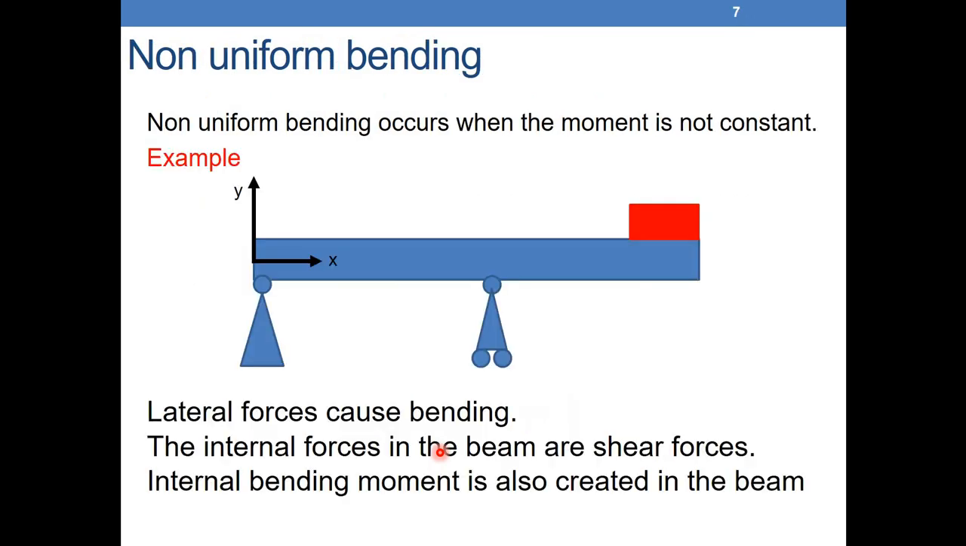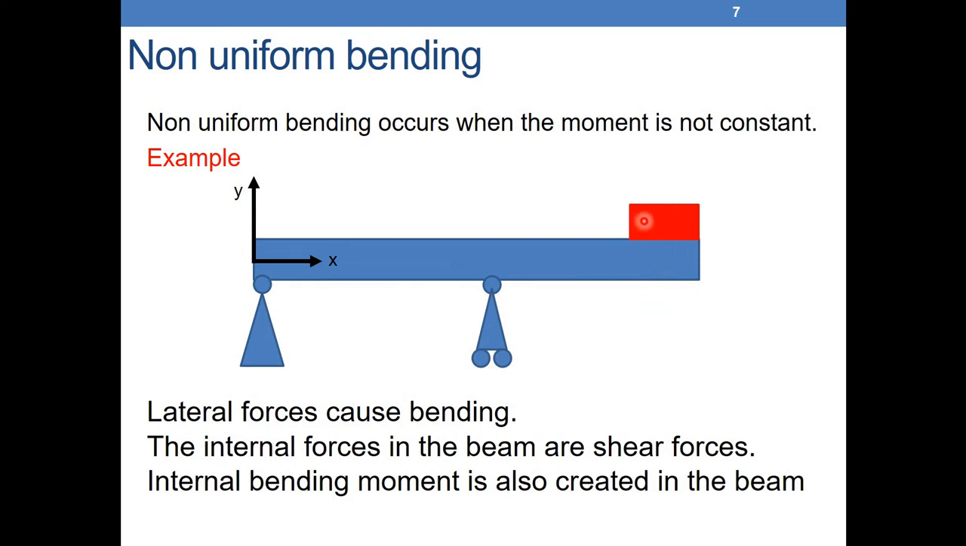Now what we will study here is non-uniform bending. Non-uniform bending occurs when the moment is not constant. I don't have only two moments on the right and on the left. So let's take a direct example here. What do we have here? We have a beam supported by a pin support here and by a roller support here, and we have a mass here, a weight. So what types of forces will we have here?